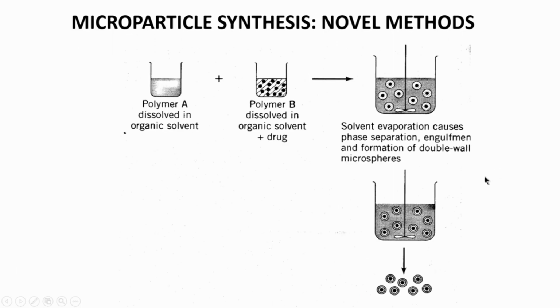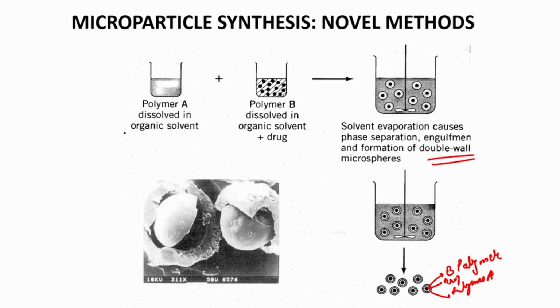So, there are some novel methods as well that are used. In this case it is being shown that you can take polymer A and dissolve it in organic solvent, you can take polymer B dissolved in some organic solvent also containing drug, you can then mix them up and have a double layered polymer where you have your polymer B inside, your drug further dissolved in the polymer B or suspended in the polymer B, and then outside you have polymer A. So, now you have two layers of polymer that can help in encapsulation of the drug and results in double walled microspheres.